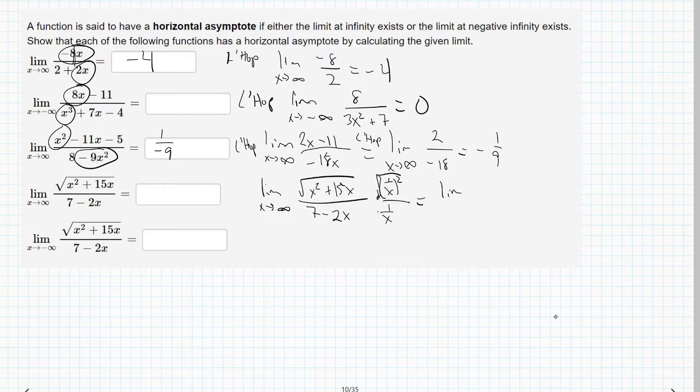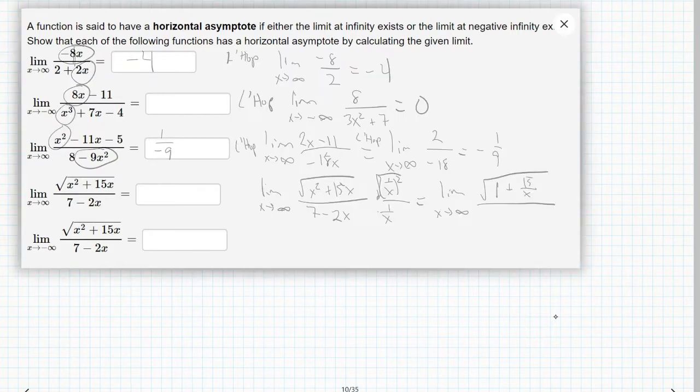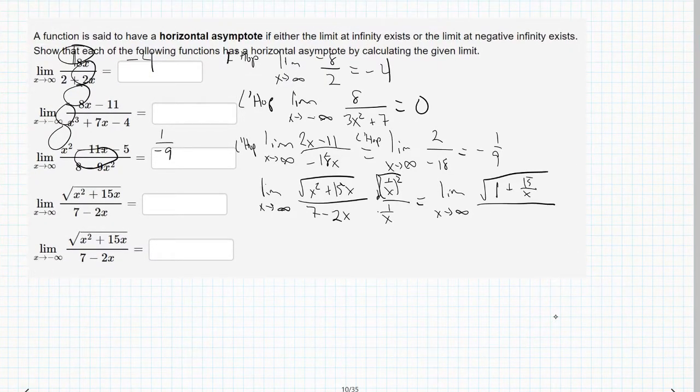So that makes this the limit as x approaches infinity of the square root of x squared times 1 over x squared. That's going to be 1 plus 15x over x squared, so that's 15 over x. And then we get 7, whoops, sorry about the little mix up there, 7 over x minus 2. And so now what does that make? That makes square root of 1 divided by 2, which equals 1/2.